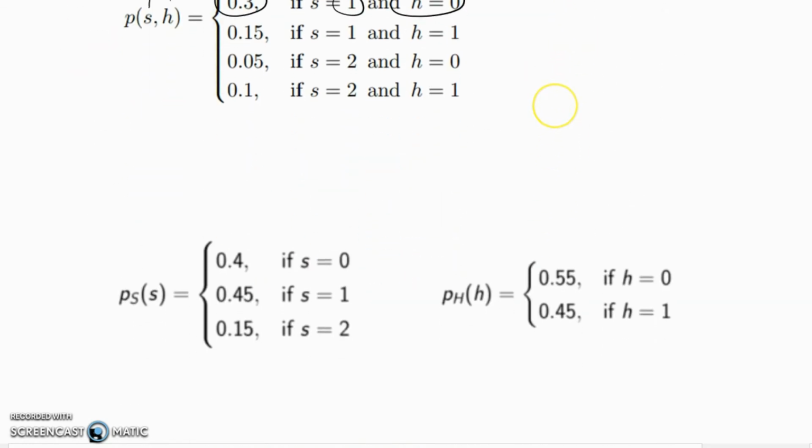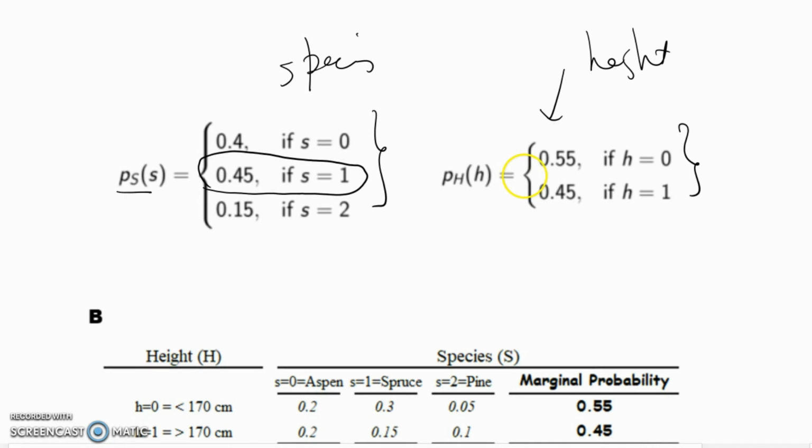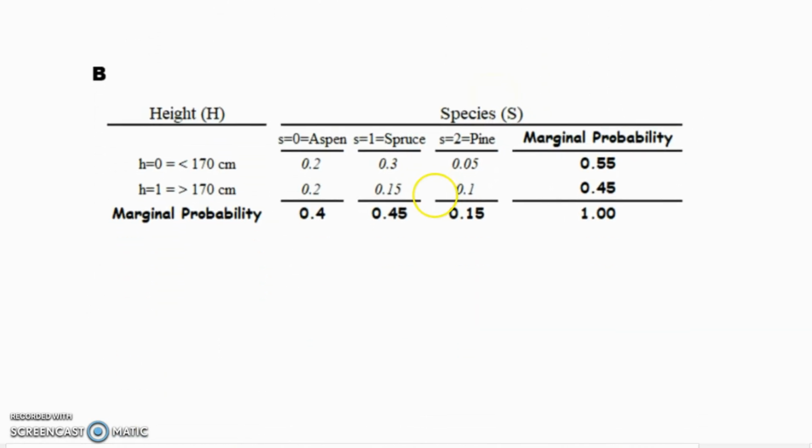And again, there's an alternative way to look at it. Here you see all the possible marginal probabilities for the different height classes and different species. And here you see that the marginal probability of getting a spruce is equal to 0.45. Now I want to do a little bit more notation, and I want to think about how you might calculate P(S=1).